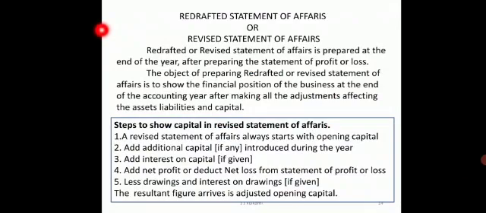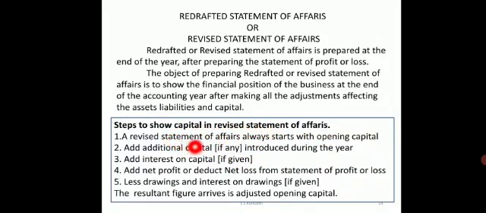So to prepare this revised statement we have certain steps. Remember that a revised statement always starts with opening capital. Then, if additional capital is introduced, that has to be added. So these adjustments relate to capital only. So begin with opening capital.